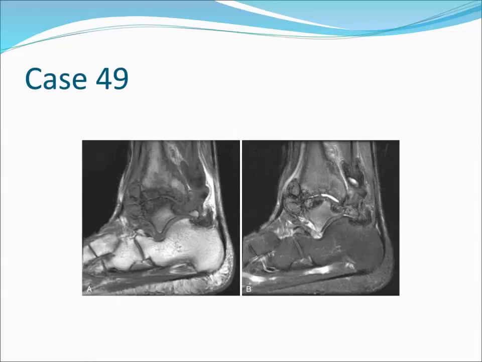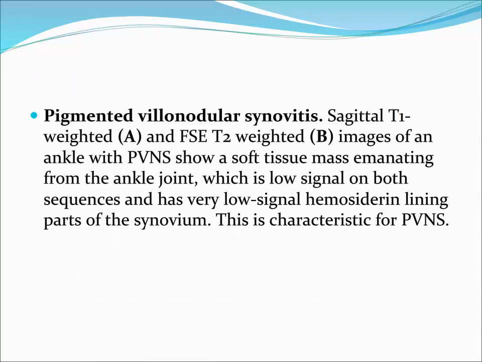Pigmented villonodular synovitis. Sagittal T1 weighted, A, and FSE T2 weighted, B, images of an ankle with PVNS show a soft tissue mass emanating from the ankle joint, which is low signal on both sequences and has very low signal nodules that are lining parts of the synovium. This is characteristic for PVNS.